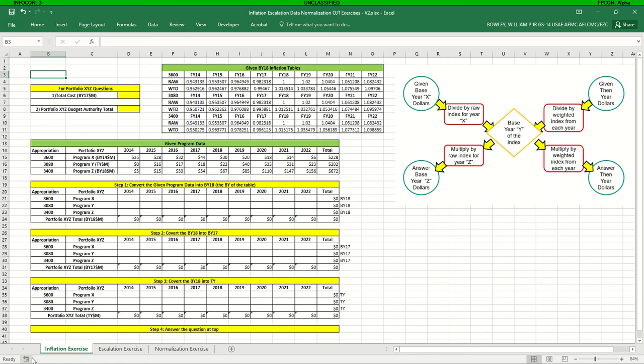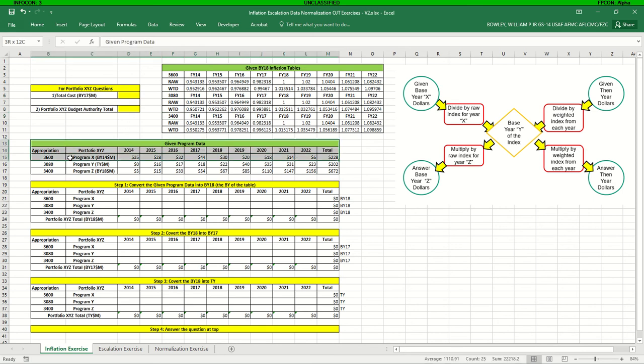For this first example here, we're going to walk through the inflation exercise. There is a separate tab for the escalation and a separate tab for the normalization. For each of these, you'll find that there's going to be some given information. For this first one, we've got some FY or base year 18 inflation tables that are provided. Again, we've got three inflation tables here, one for three different appropriations: 3600, 3080, and 3400.